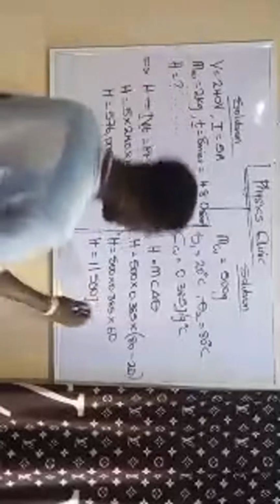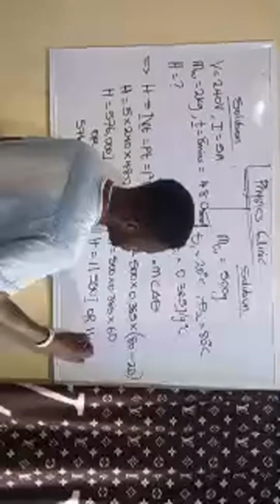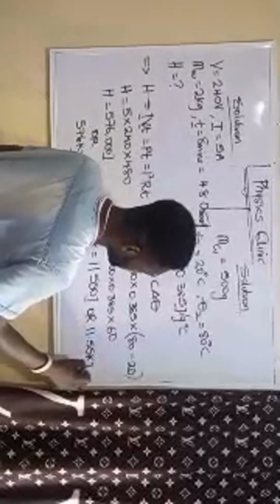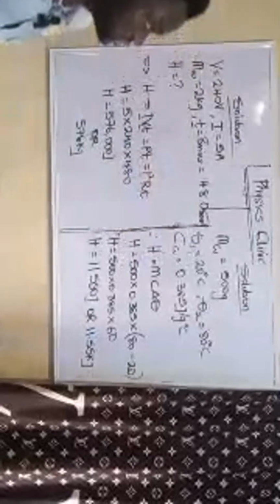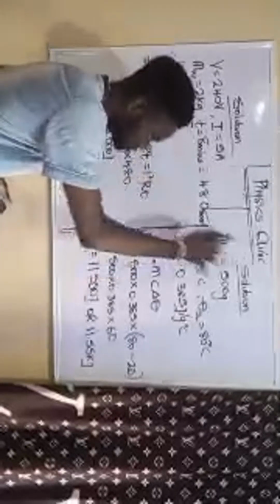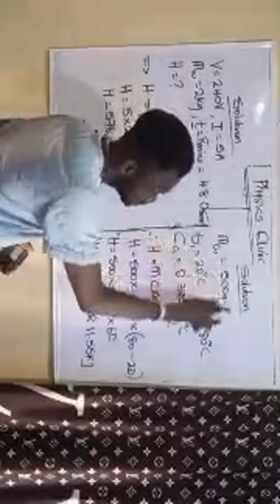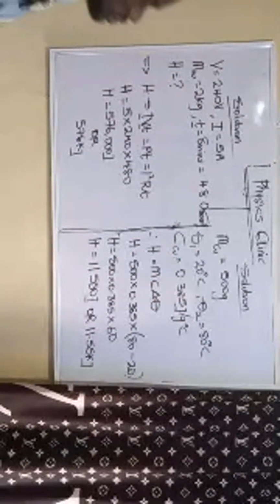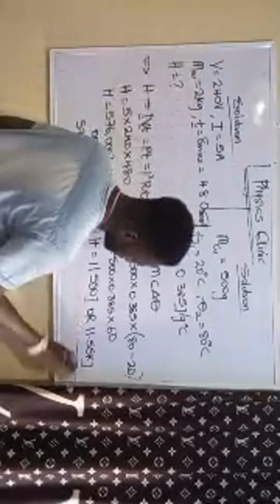11,550 joules, or if I convert this to kilojoules, it will be 11.55 kilojoules. So this is the heat energy that was supplied to the copper when its temperature moved from 20 degrees Celsius to 80 degrees Celsius. All right, so this is the beautiful solution to that particular question.